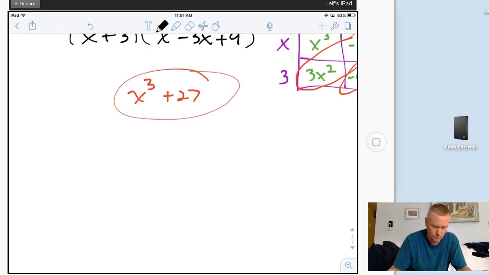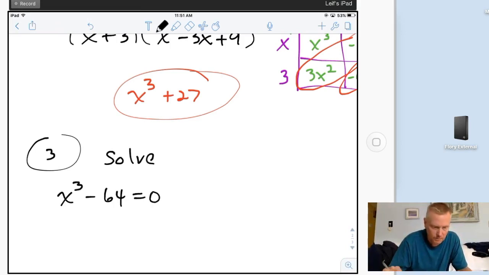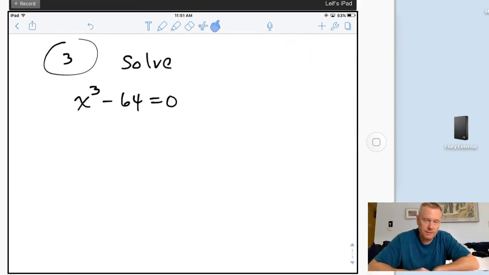Number 3. I'm going to call it 2b. No, this is definitely 3. Sorry. And it says solve x cubed minus 64 equals 0. Okay, so first thing is that's a difference of 2 cubes. Okay, so we need to factor it.